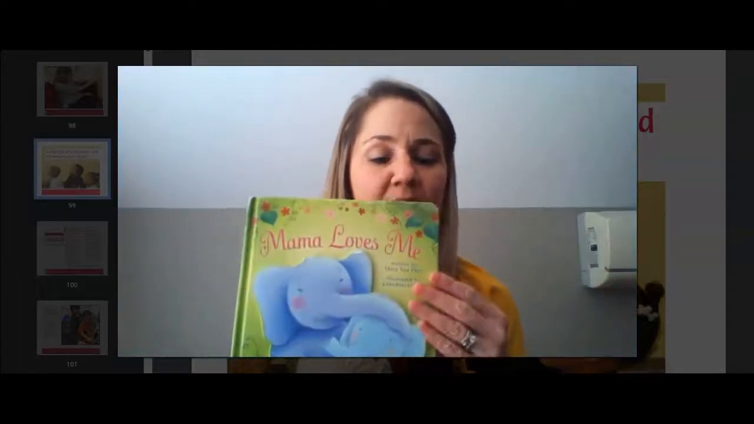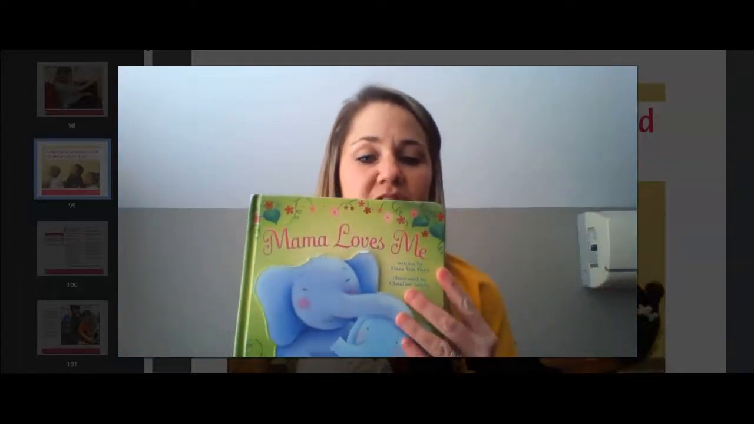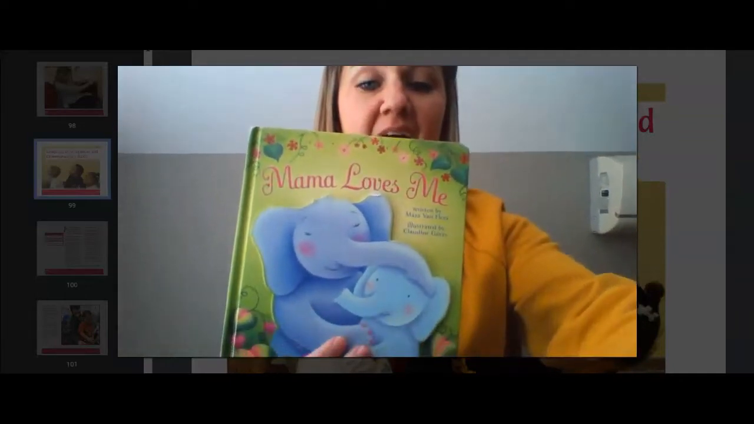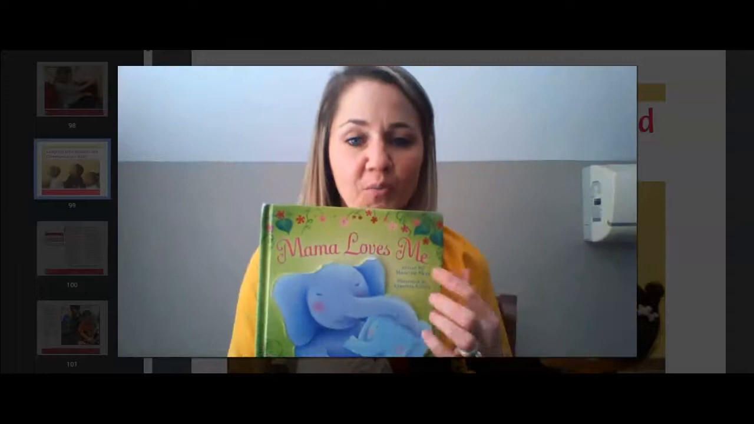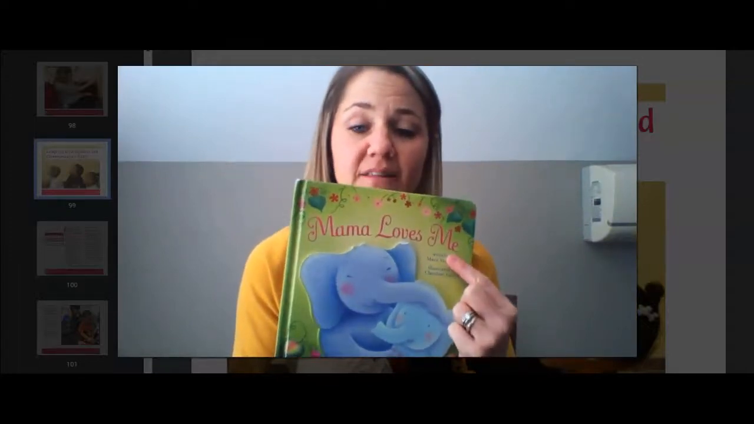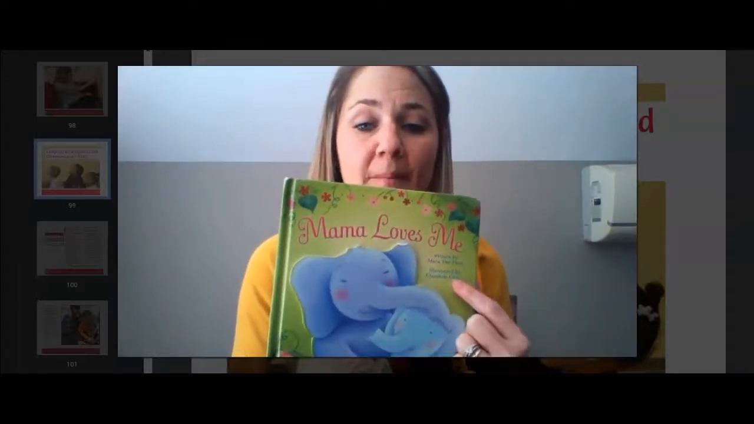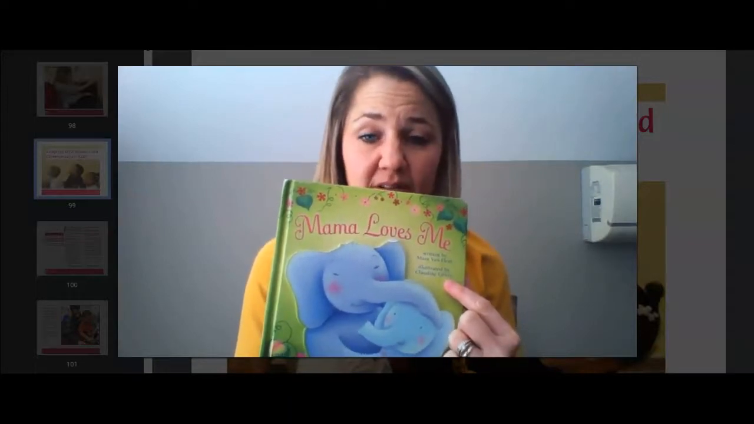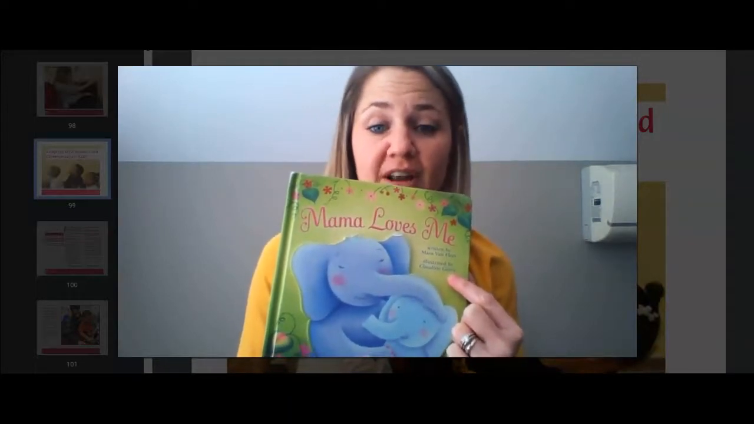Okay, boys and girls, I brought this book from my house to share with you because it is one of my favorites. I like to read it at home with my little boy and my little girl, and it's called Mama Loves Me. Have any of you ever read this book before? Okay, so maybe some of you have read it before.